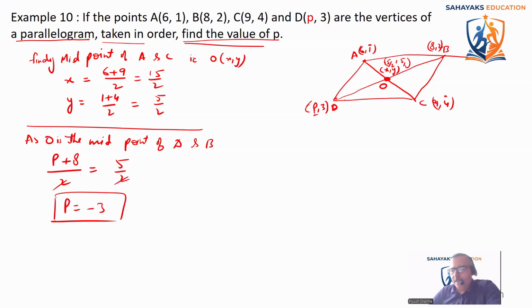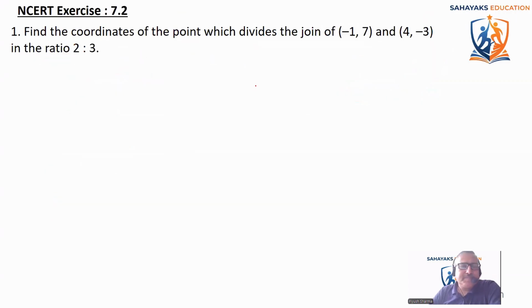Okay. So coming to the next question. Find the coordinates of a point. Okay, this is the exercise. Now it is the 7.2 exercise of NCERT. So when the initial questions started, they are pretty simple questions. So better option, we do each and every question quickly.